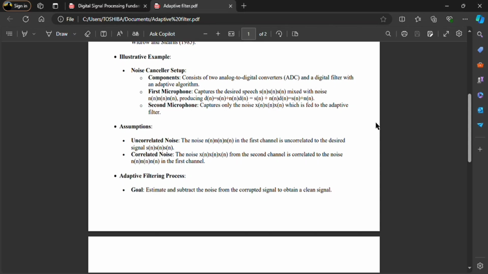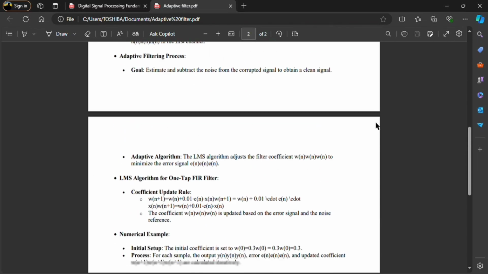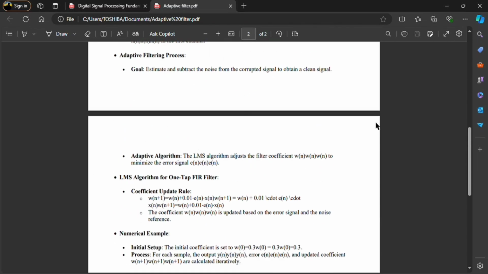And then moving to the adaptive filter process. Goal: estimate and subtract the noise from the corrupted signal to obtain the clean signal. Then the adaptive algorithm: the LMS algorithm adjusts the filter coefficients to minimize the error signal. Then the LMS algorithm for one-tap FIR filter coefficient update. Here you can see the equations of this update rule.